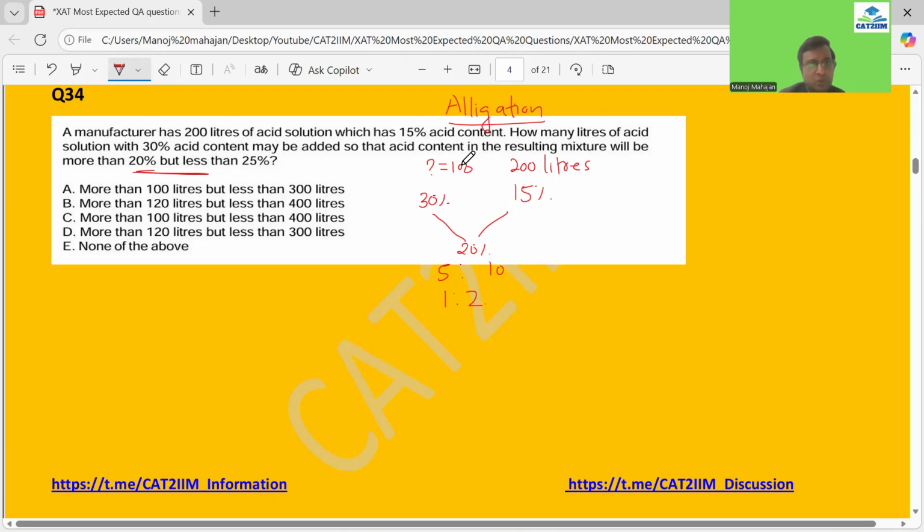So among the choices, of course, there is also none of the above. So let's calculate with the second case. What's the final answer? We have 30%, 15%. So it's a lovely trick, which I feel is for this 200 liters. You should know it.